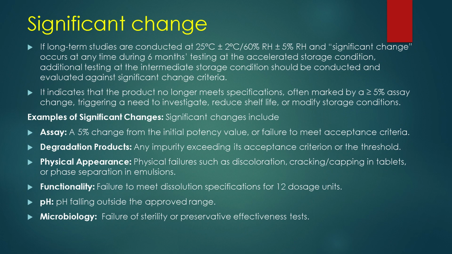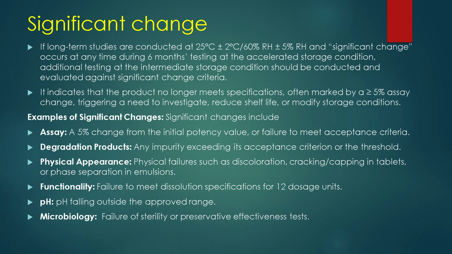What is significant change? A significant change in pharmaceutical stability testing is defined as a substantial, unacceptable alteration in the product's physical, chemical, or microbial quality, violating ICH Q1A R2 guidelines. If long-term studies are conducted at 25 degrees Celsius plus or minus 2 degrees Celsius at 60% RH plus or minus 5% RH, and a significant change occurs at any time during 6 months testing at accelerated storage condition, then additional testing at intermediate storage condition should be conducted and evaluated against significant change criteria.